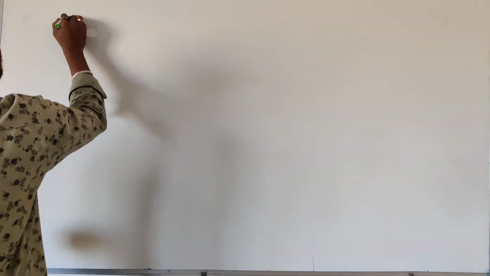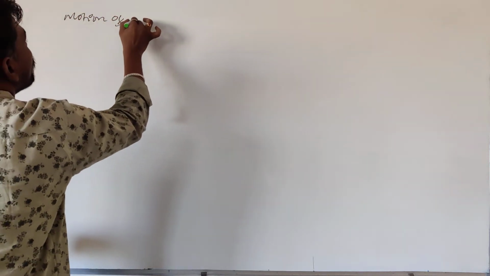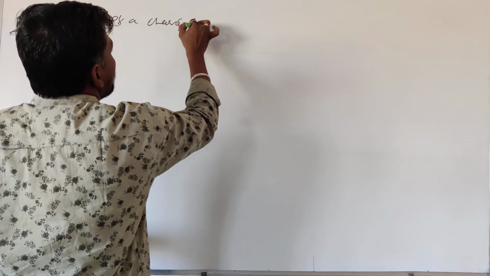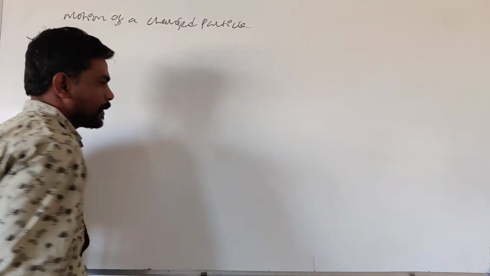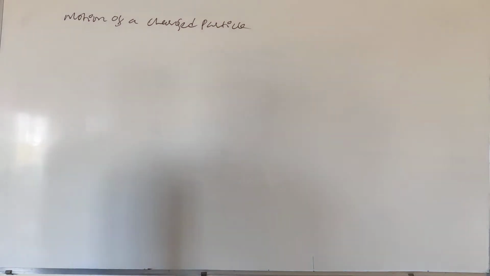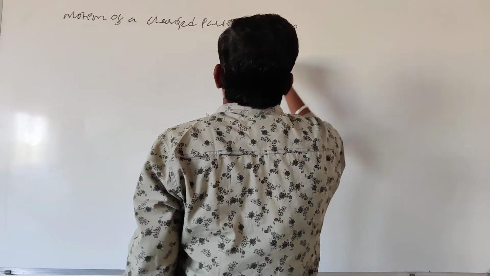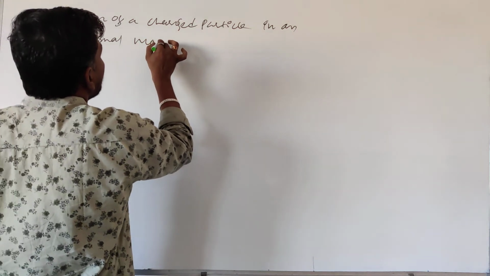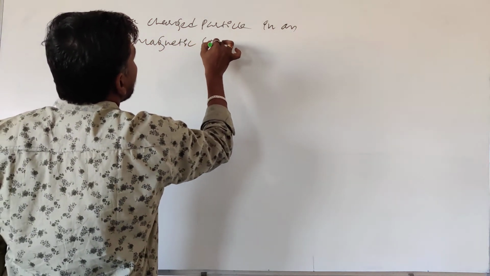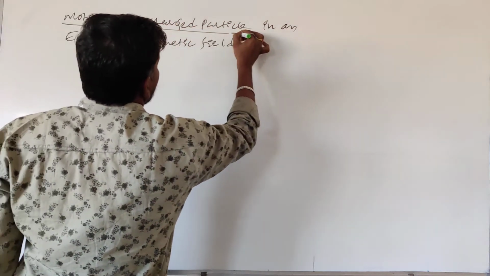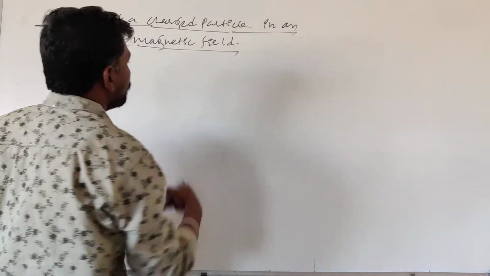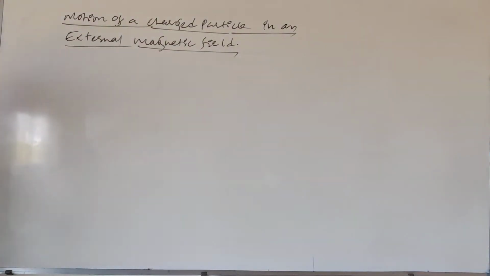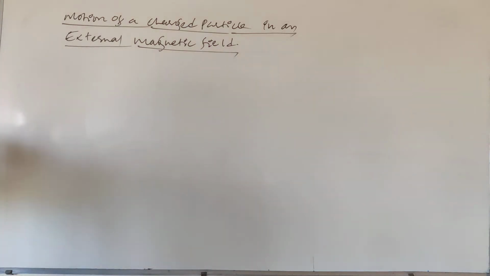So after this one, we will discuss motion of a charged particle in an external magnetic field. Right? So there are three cases. Now we are going to discuss one by one. Case number one.